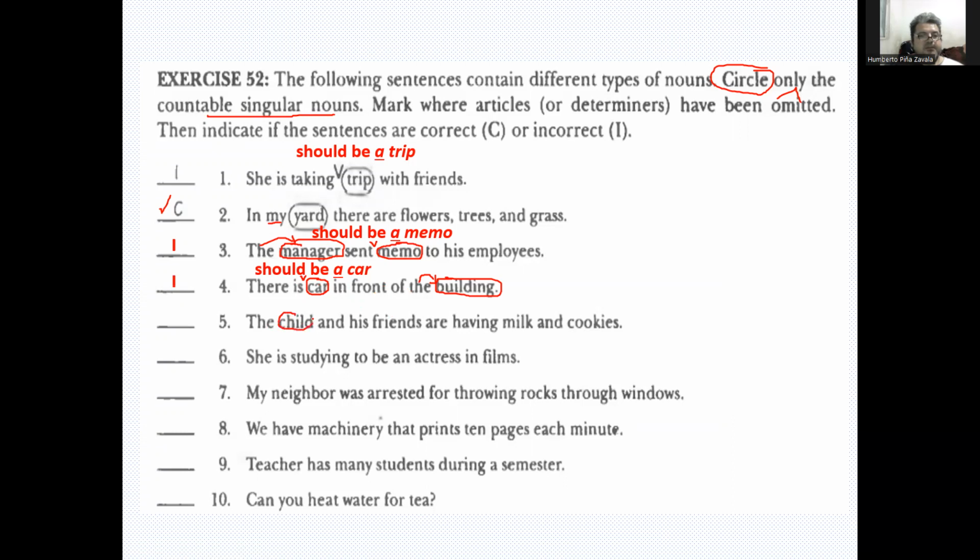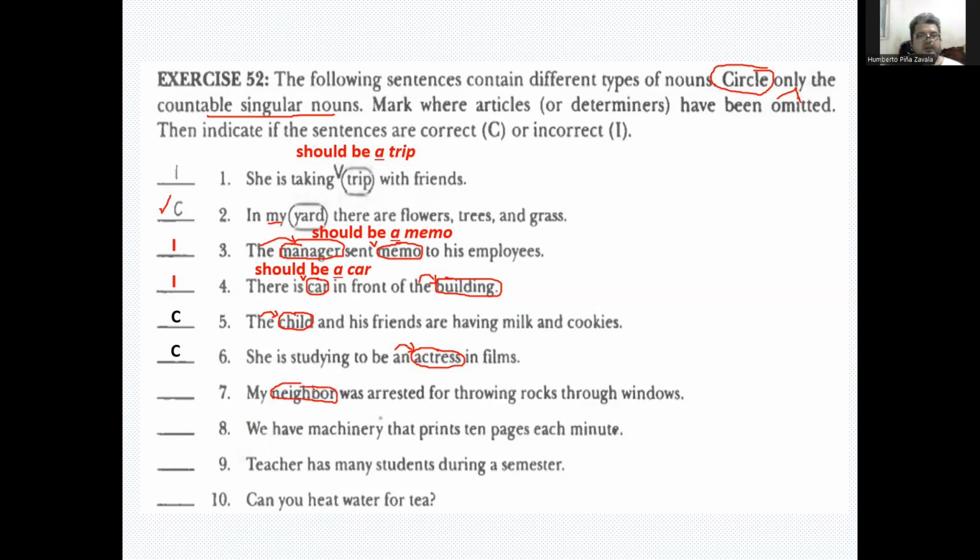We got child, which is singular, milk, which is not countable. So we got the child and his friends are having milk and cookies. This is correct. Yes. Delete this because it's uncountable, and we are focusing only on countable singular nouns. Okay, she's studying to be an actress, right? Singular. We got an actress. Indefinite article for the singular countable noun. So this is okay.